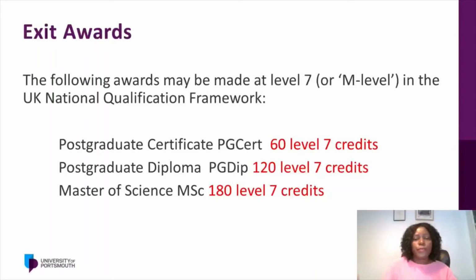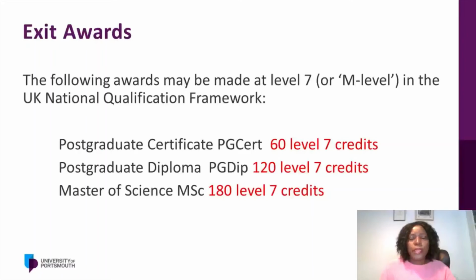However, if you have to exit before completing your 180 credits, you can be awarded the postgraduate certificate in international development if you've completed the 60 credits, or the postgraduate diploma if you've completed the 120 credits. That is, completed all the modules with the exception of the dissertation.